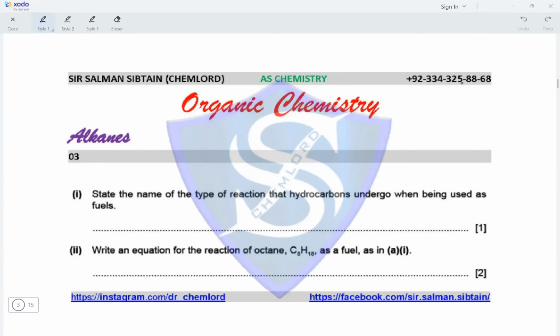Question 3. State the name of the type of reaction that hydrocarbons undergo when being used as fuels. So fuels undergo combustion in the engines in order to be used for producing energy to run vehicles. So the type of reaction is called combustion.